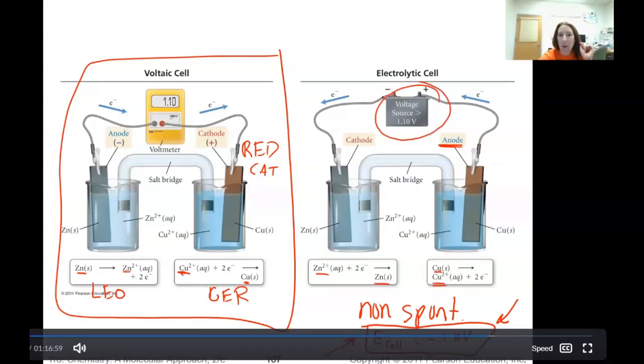We just have to add more than 1.1 volts, and then we can get it to happen, right? So if we just add more than 1.1 volts, we can make this go backwards. So we can force this to go backwards. And that's what an electrolytic cell does. It forces a non-spontaneous reaction to happen. And it does that by adding energy through some sort of a voltage source. So hooking it up to a battery, right? It needs a voltage source, and then you can force it to go backwards, right?